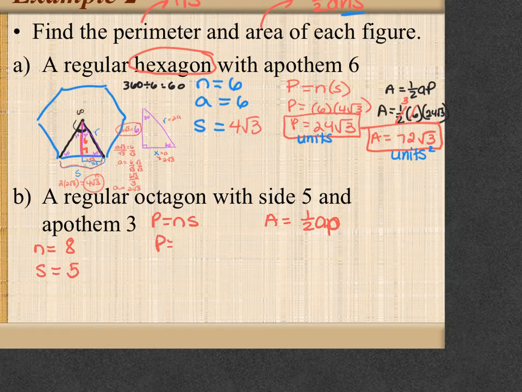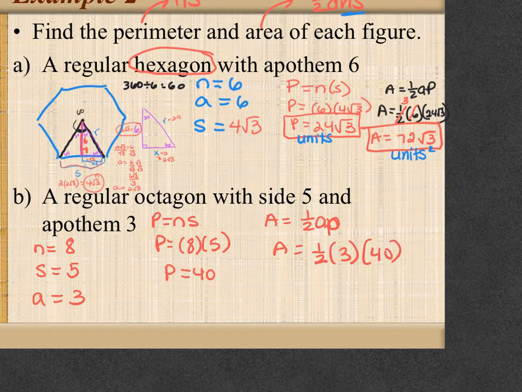So all I have to do is 8 times 5, which is 40. They also give me A. 3 times 40. So I can do a half of 40. And this would be units squared. And this would be units.